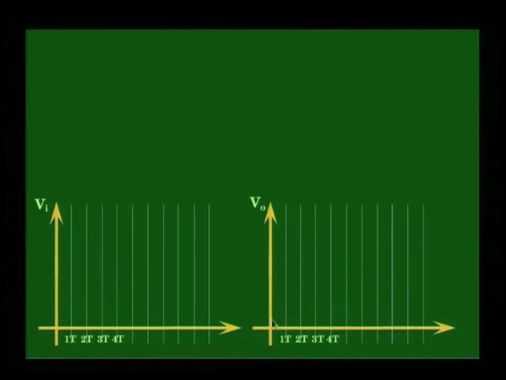And on the load side also, let us say we split up the time axis as 1t, 2t, 3t, 4t, where t represents the one way propagation delay time from the source to the load or from the load to the source.